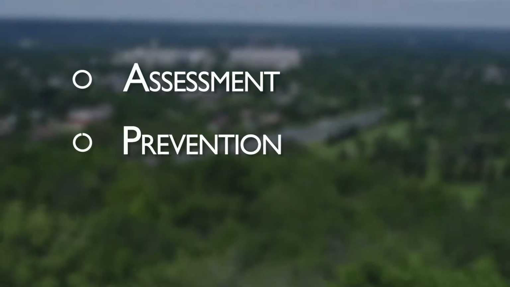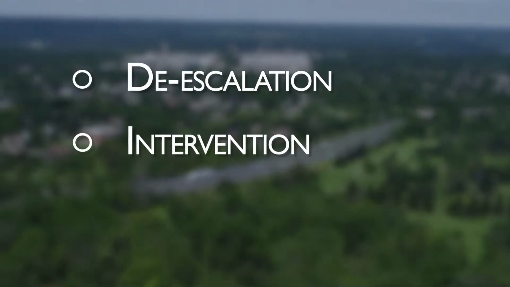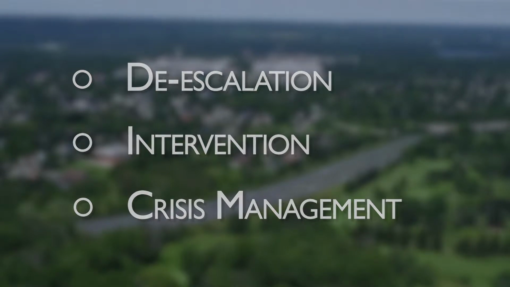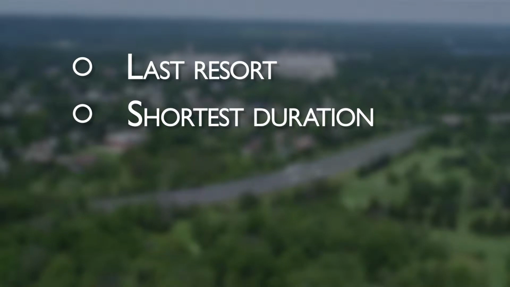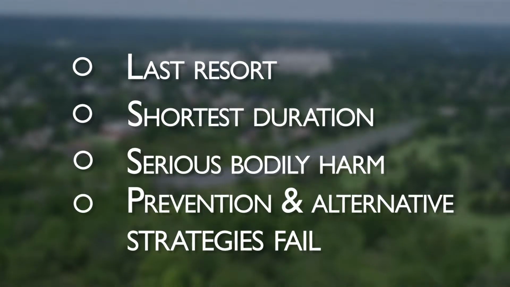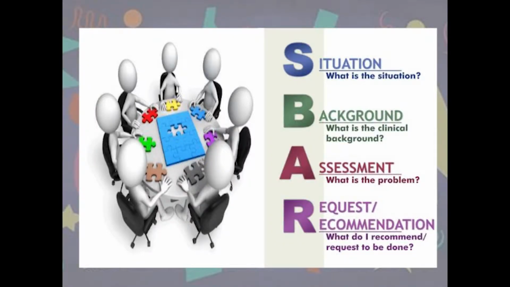The use of restraints at Hamilton Health Sciences must be respectful, thoughtful, and responsible, using the following principles. Assessment, prevention, and alternative approaches to the use of restraints are always first tried. De-escalation, intervention, and crisis management strategies are employed in a timely manner. Restraints are only used as a last resort for the shortest duration of time reasonably possible, where there is a risk of serious bodily harm to the self or others, when prevention and alternative approaches such as de-escalation and crisis management strategies have failed to keep the individual or others safe. Restraints are never used for the purposes of discipline, coercion, or staff convenience, or as a replacement for inadequate levels of staffing.